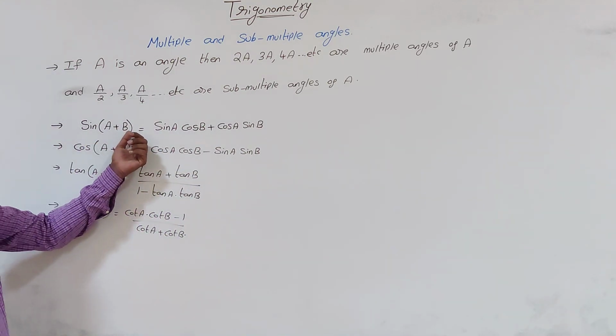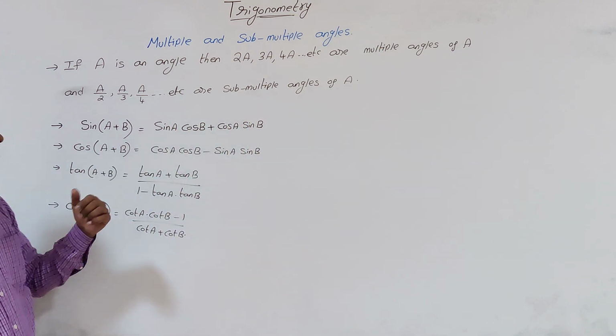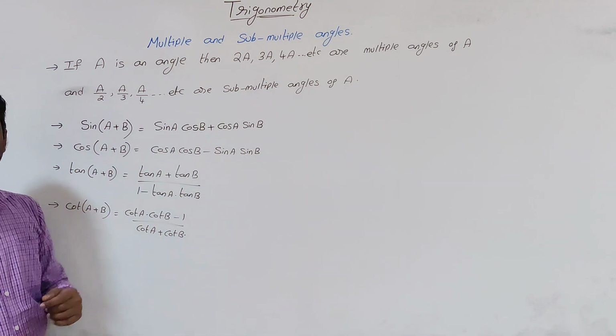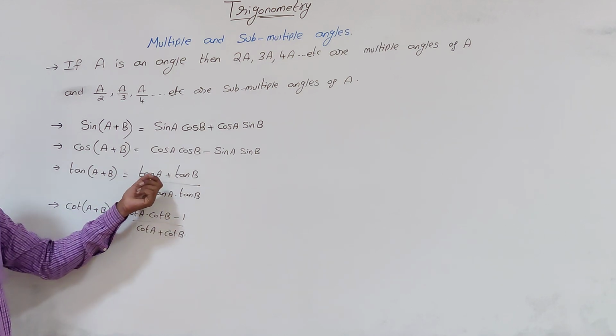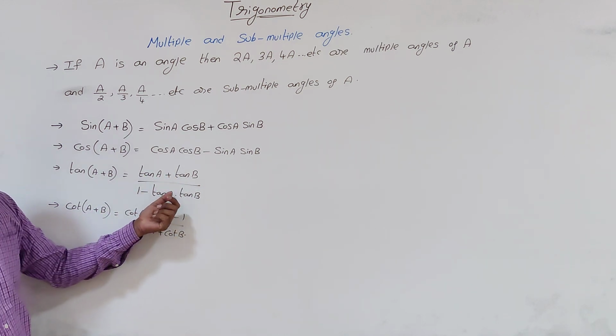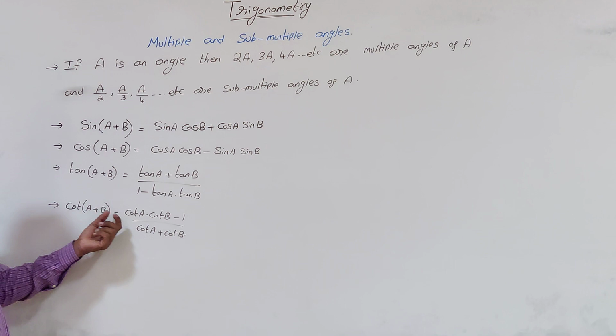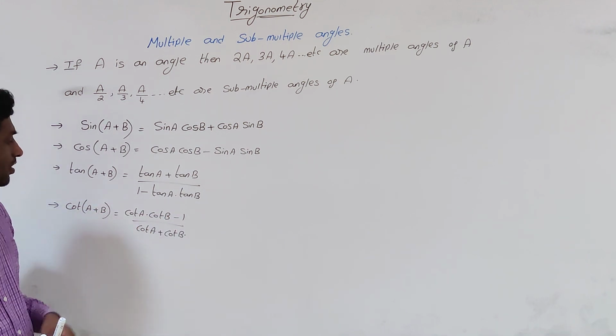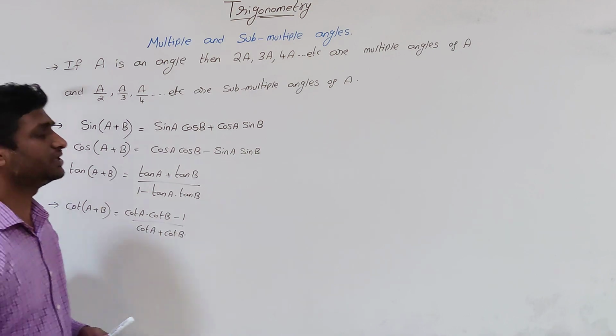So sin of A plus B is sin A cos B plus cos A sin B. Cos of A plus B is cos A cos B minus sin A sin B. Tan of A plus B is tan A plus tan B by 1 minus tan A tan B, and cot of A plus B is cot A cot B minus 1 by cot A plus cot B. So we'll derive.